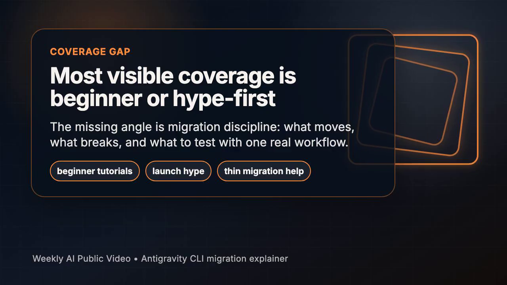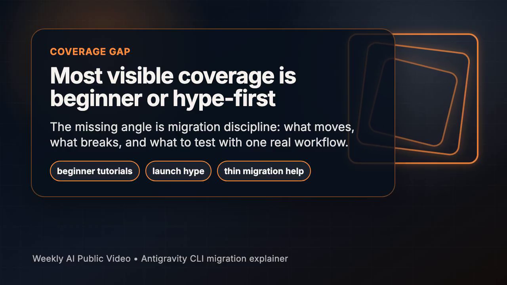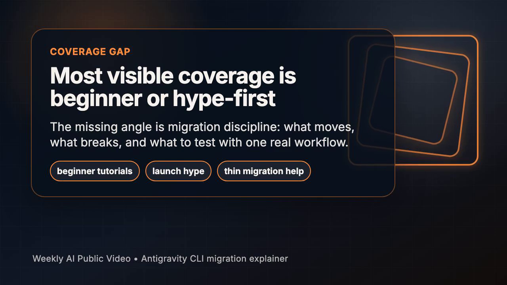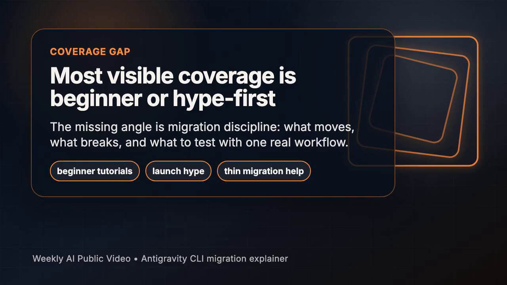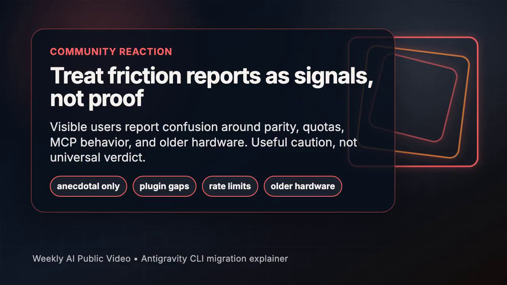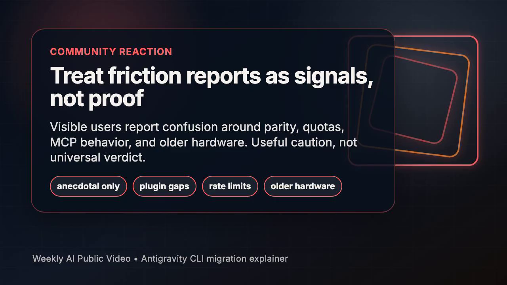Most visible Antigravity coverage right now looks like one of two things. Either it is a beginner tutorial, like build your first app with AI, or it is broad launch coverage about agentic coding. What seems thinner is migration discipline. What breaks, what moves, what stays the same, and which one real task you should test before June 18th. That is why I think this story is worth a video. The missing value is not hype, it is workflow hygiene.